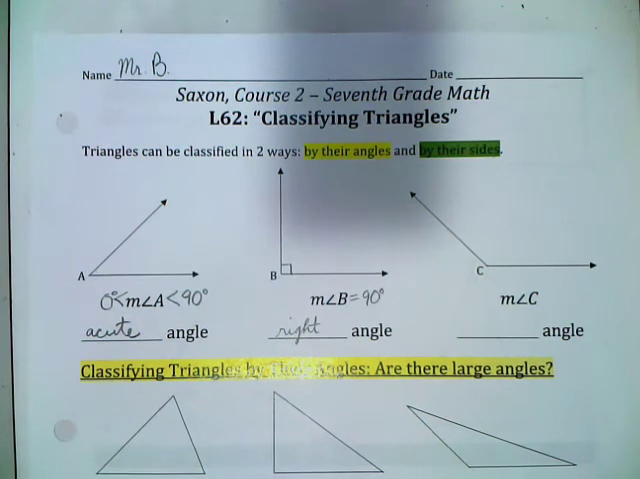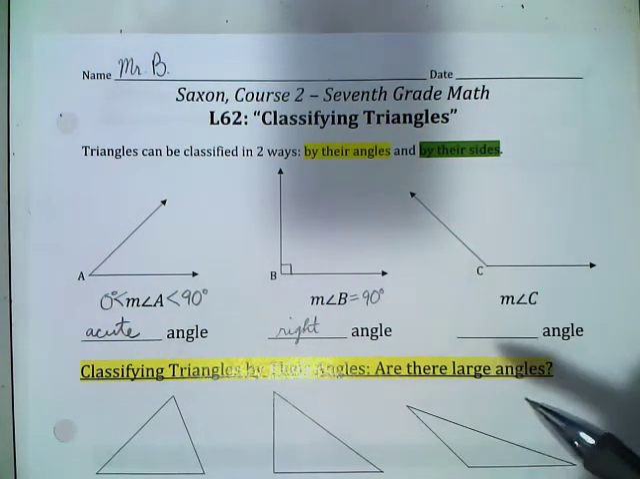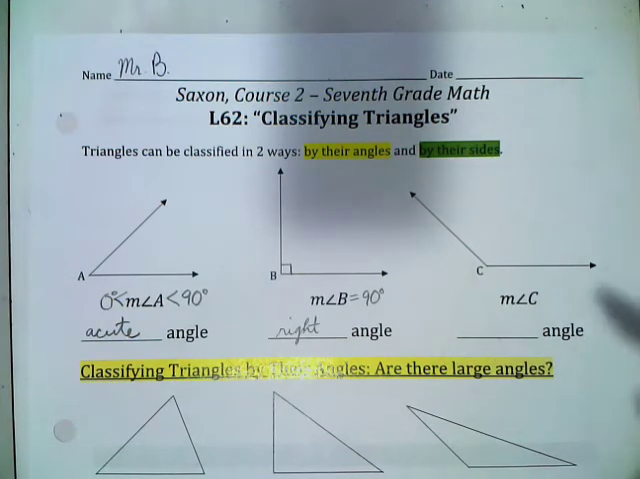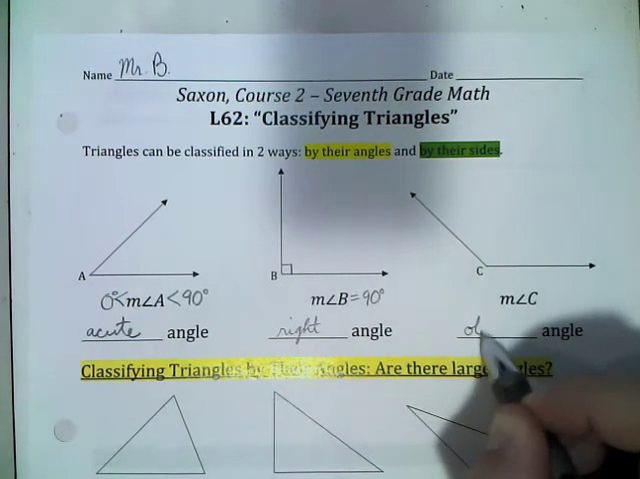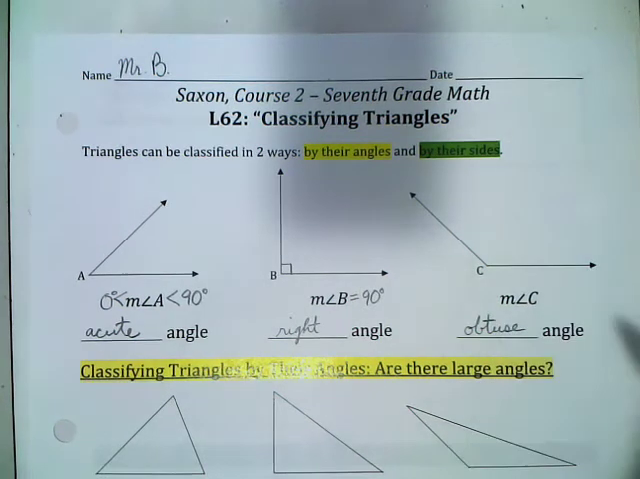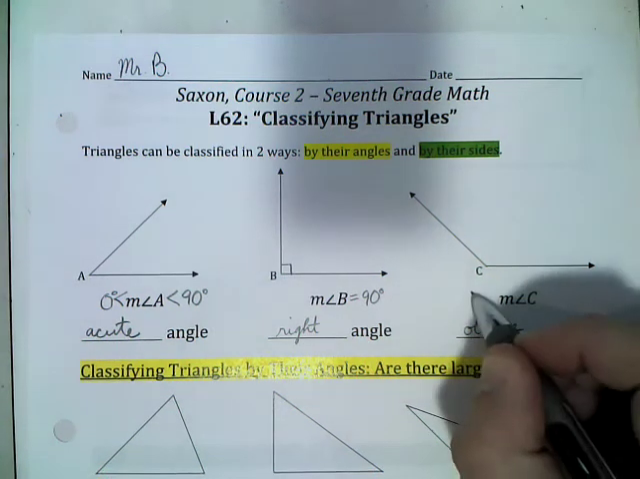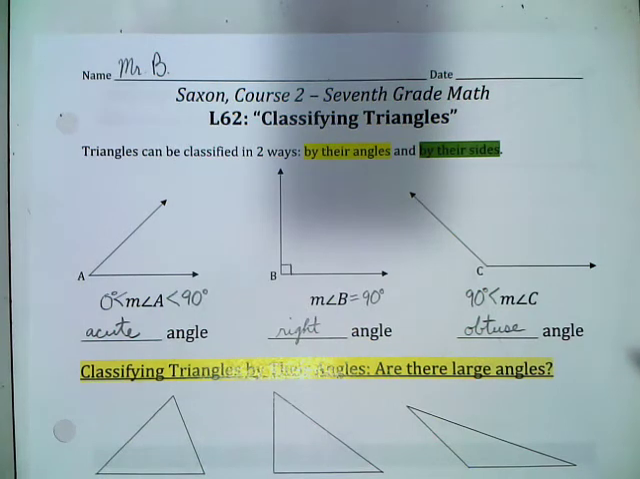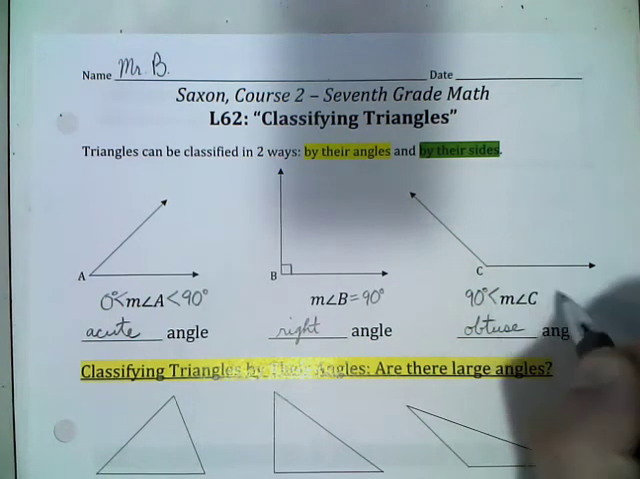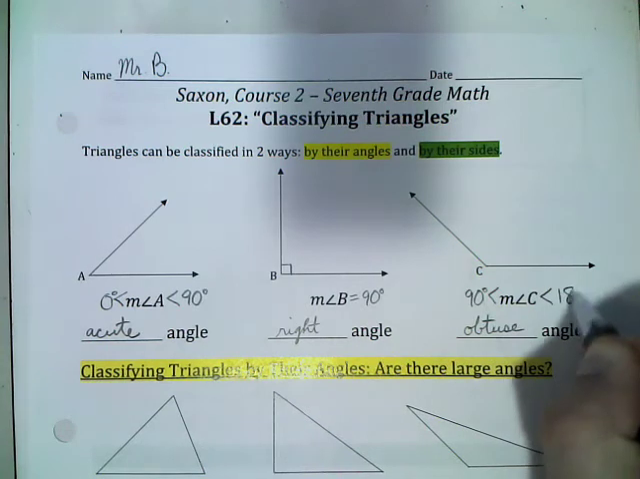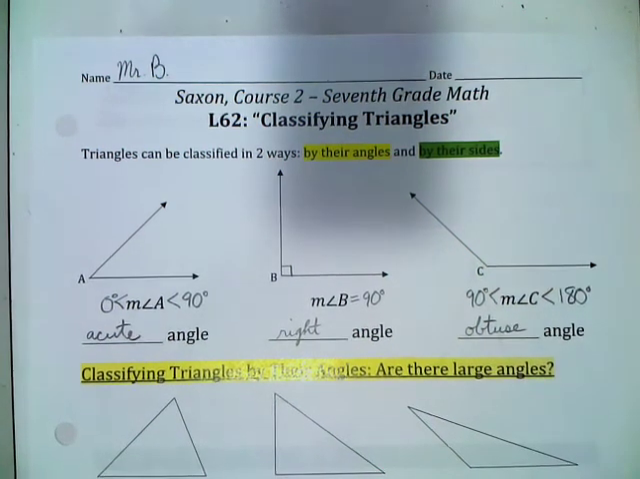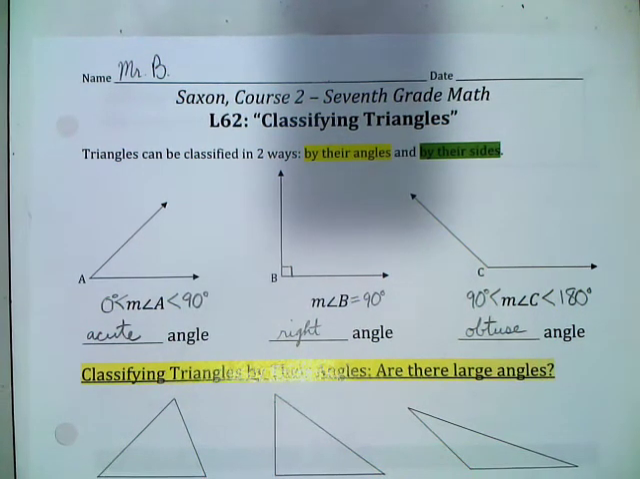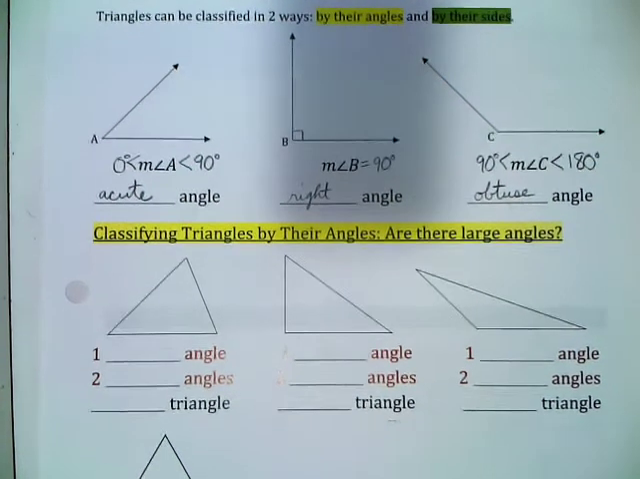And finally, angle C here is what kind of an angle? Hopefully you just said obtuse. Now, what makes this obtuse? Well, the most popular answer was that it's more than 90 degrees. But the full answer is that it's actually between 90 degrees and 180 degrees. So with that in mind, we're going to take a look at how to classify triangles by their angles.